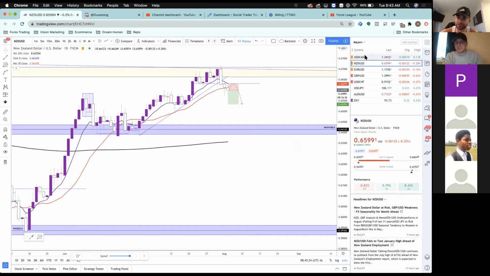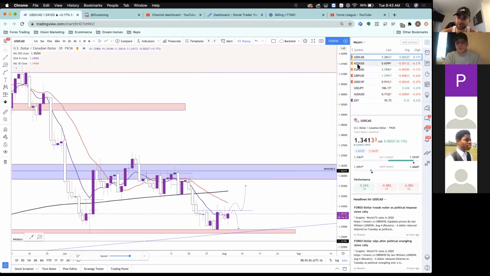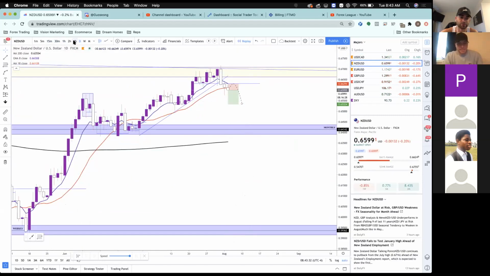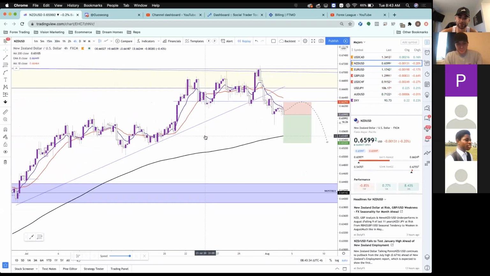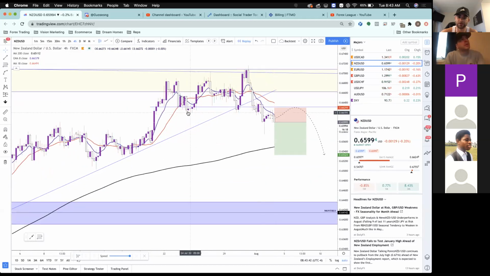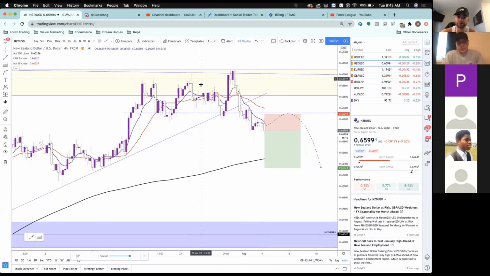NZD USD, and this sort of lines up with UCAD. I'm looking for UCAD to go longer. I'm looking for NU to fall a little bit lower. And again, just to go over this, we had the 4 hour time frame in an uptrend, trend line going. Trend line was broken. 4 hour structure broke here. We triple topped basically at this trend line and this supply zone.